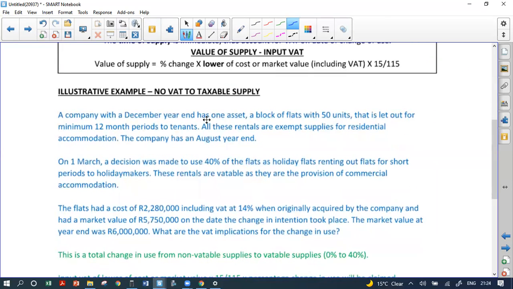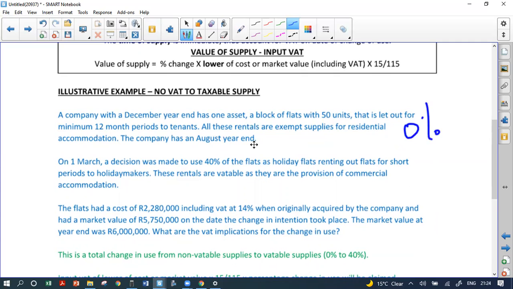It says a company with a December year end has one asset, a block of flats with 50 units that is let out for a minimum of 12-month period to tenants. All these rentals are exempt supplies for residential accommodation. The company has an August year end. So guys, it was 0%.